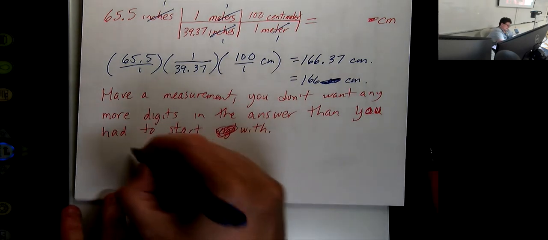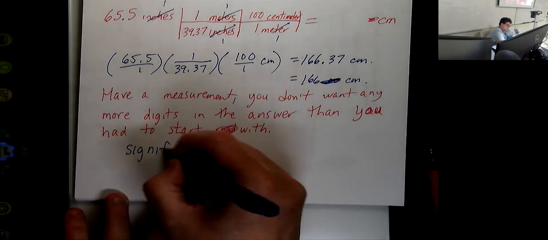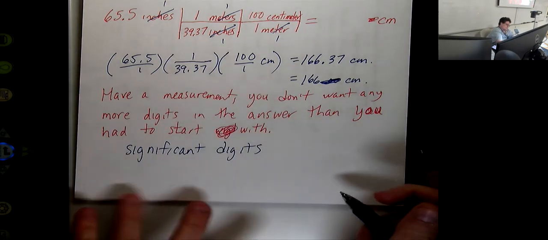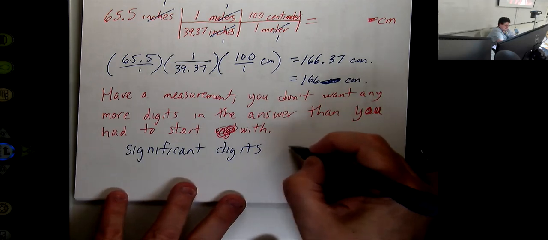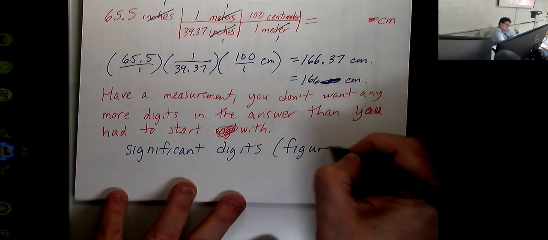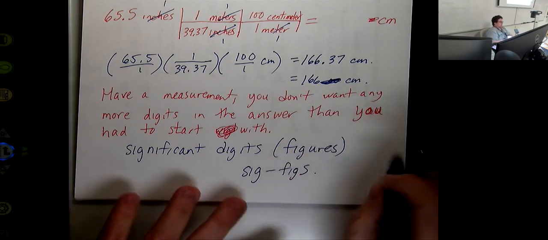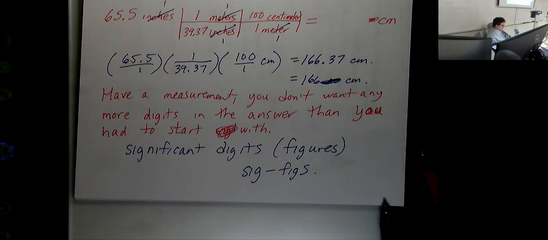This is called significant digits, and there's a little bit more to it than that. When we get to that, I'll explain it. Significant digits, or they sometimes say figures, and so some people will abbreviate it to sig figs. But I started out with 65.5, so I only have 3 numbers there. I'm going to end with 3 numbers at the end. That's the idea.